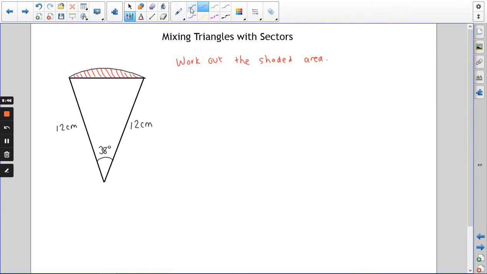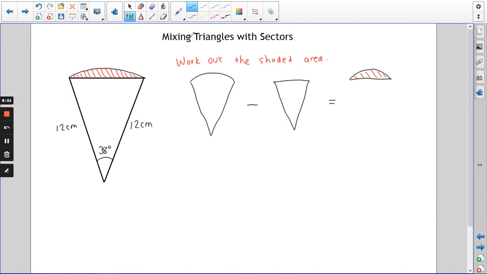And hopefully you can see that what's happened there is we've got a sector, which you should know your formulas for, looking like that. We've got a triangle, which shares a lot of the same numbers, shares the same angle, shares the same length of sides. But what I'm interested in, this red bit at the top, is the difference. So the way we do the maths here is we find the area of the sector, we take away the area of the triangle, and what we should be left with is that little bit at the top.